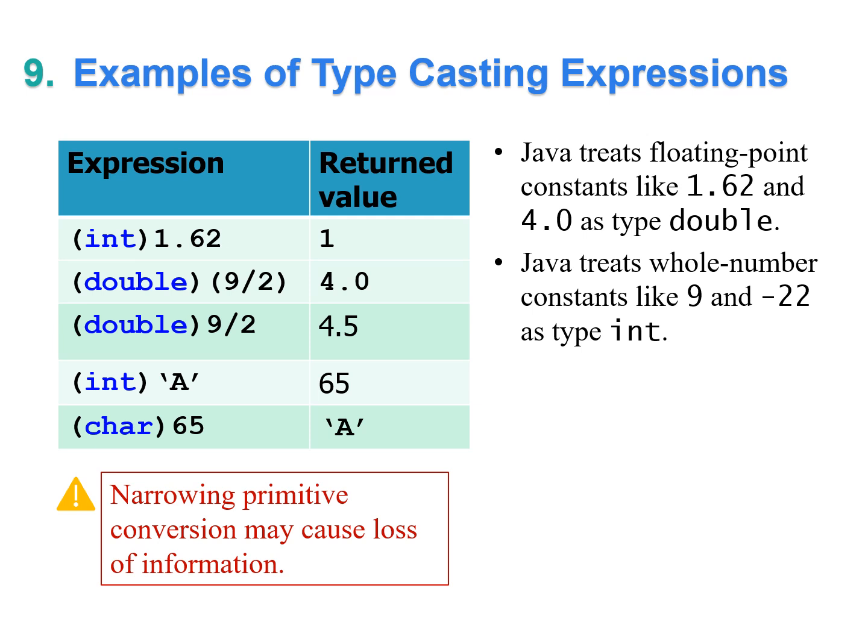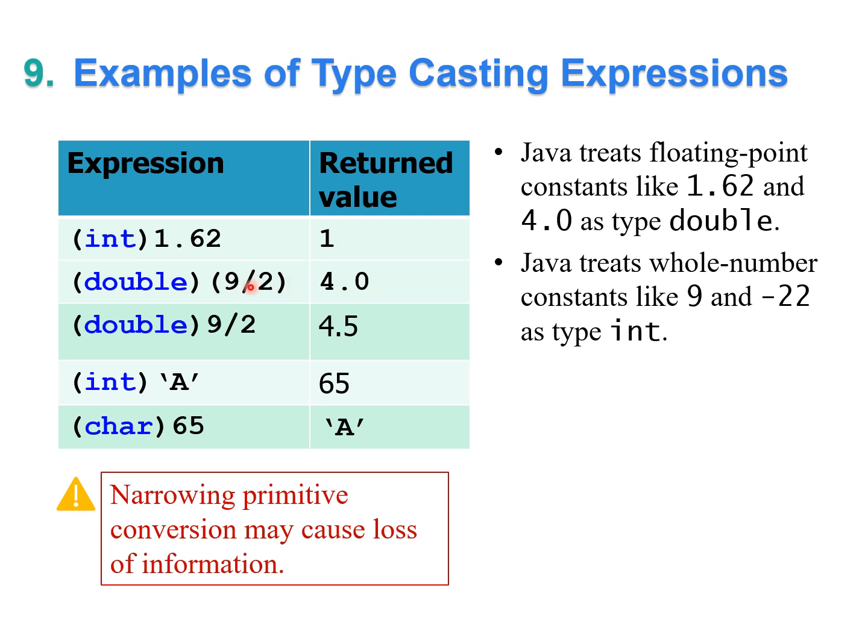The first example applies the cast operator of type int to the double value of 1.62, and the result is the int value of 1. Note that narrowing primitive conversion, such as from double to int, may cause loss of information and lead to inaccurate results. The second and the third examples apply the cast operator of type double to an int value.